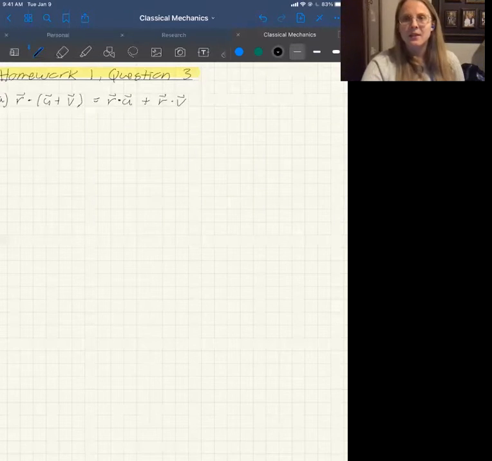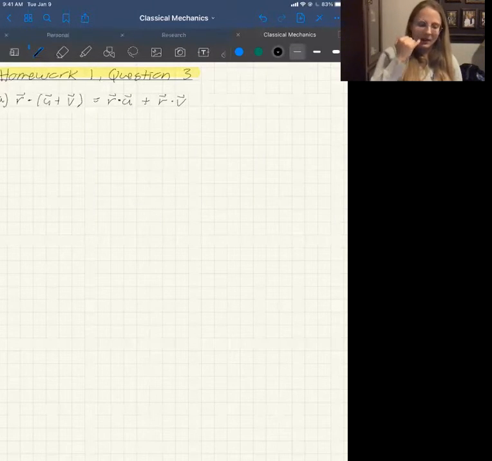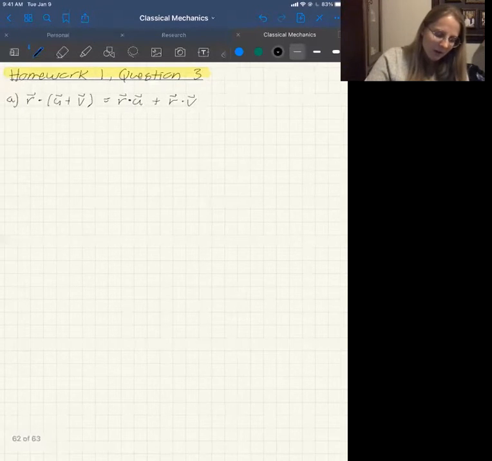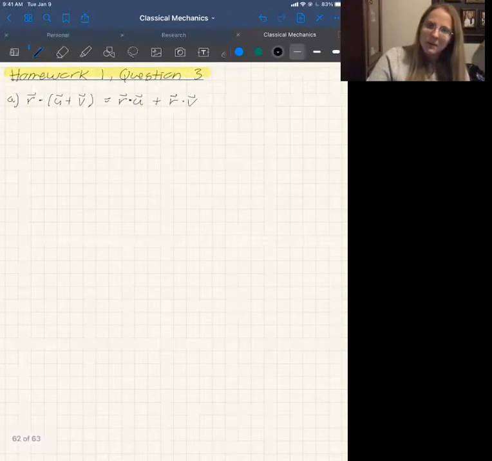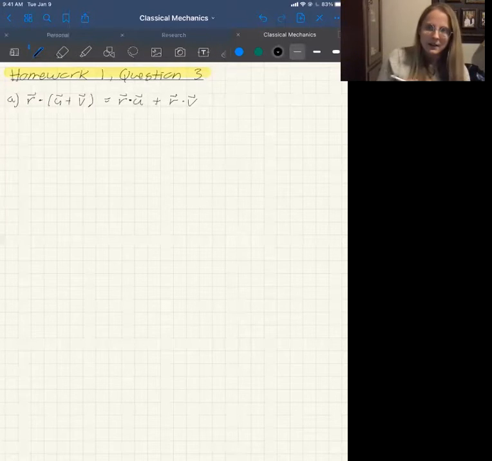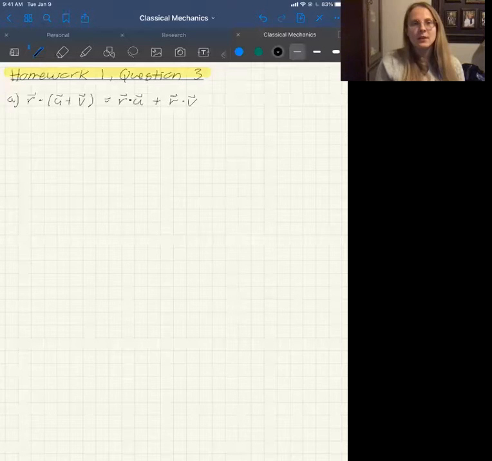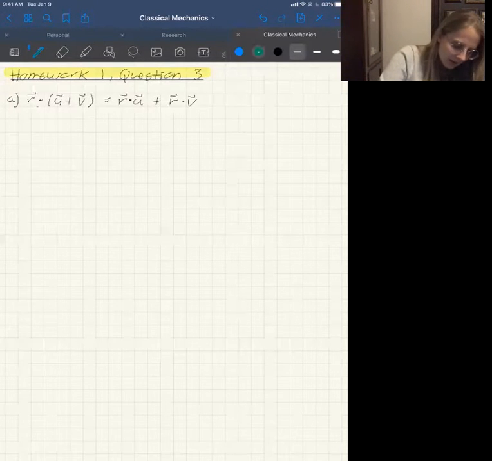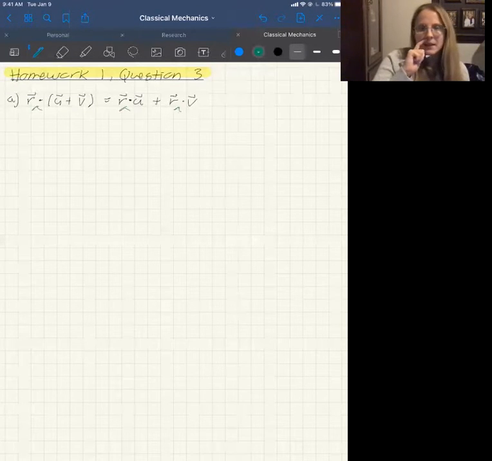Hello all. So this video explains how to do the third question of the first classical mechanics homework. Part A wants you to be able to prove this relationship, which basically says that the dot product is distributive. I think in the homework question itself, the little dot product symbol does not appear in between these vectors here. But if you ever see two vectors multiplied together without a symbol in between, it's going to be the dot product.